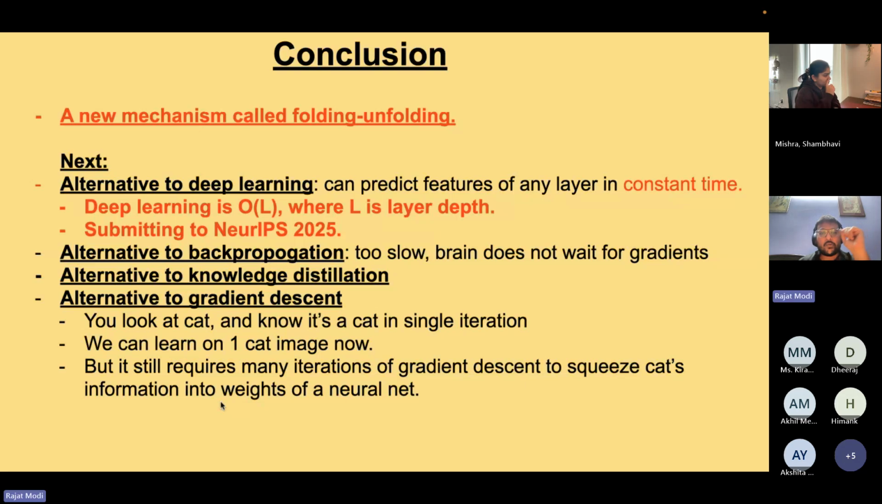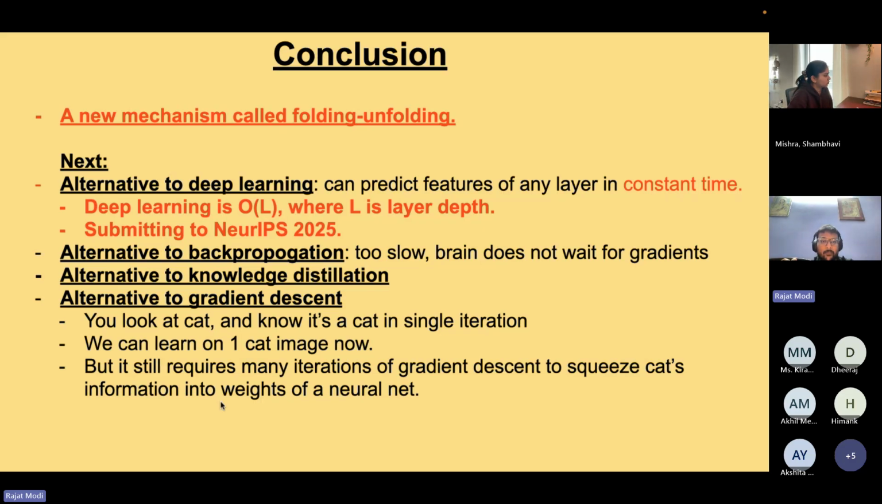Now, in conclusion, in this paper we have introduced this new mechanism called folding unfolding, and that is what is making the whole network work. It can learn on one sample. The next thing we are doing right now is that we have removed the deep learning also. Consider that your network has 10 layers and you want to predict the feature at the 10th layer. The only way you can predict the feature at the 10th layer is by making a forward pass through the previous 9 layers and then the 10th layer.